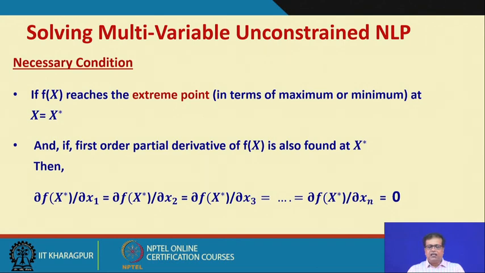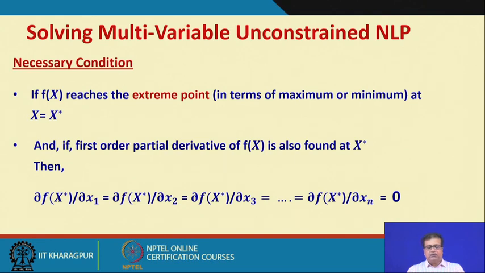If f(x) reaches the extreme point, whether maxima or minima, at x equal to x star, then the first order partial derivative of f(x) is also found at x star. That means we must be able to have the first order partial derivative defined at that point. So, it should not be that the function is not continuous, and therefore we do not have the partial derivative existing at that point. So, that is the first condition, that the partial derivative should actually exist.